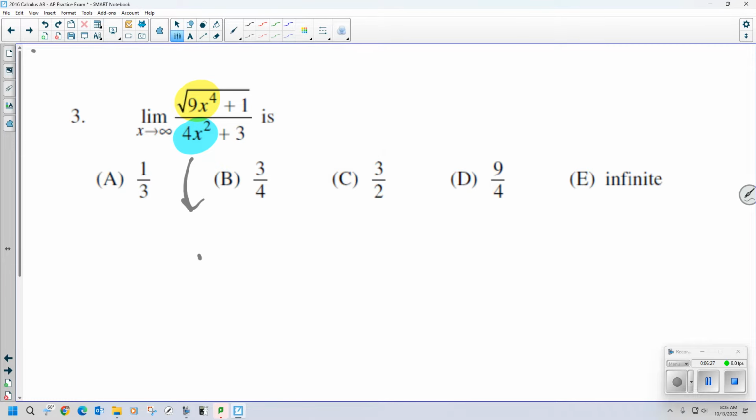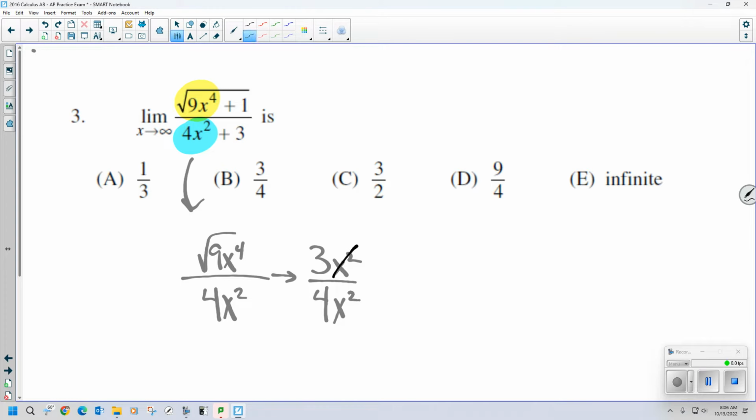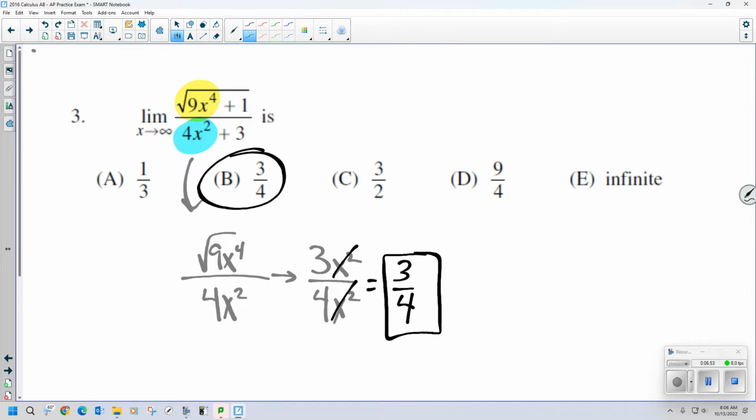So let's do this. The square root of 9x to the 4th, because that's the biggest term on the top, over 4x squared. Let's do some algebra. The square root of 9 is 3. The square root of x to the 4th is x squared, over 4x squared. Oh, nice. Cancel, cancel. It ends up being 3 over 4. That was simple. Choice B.